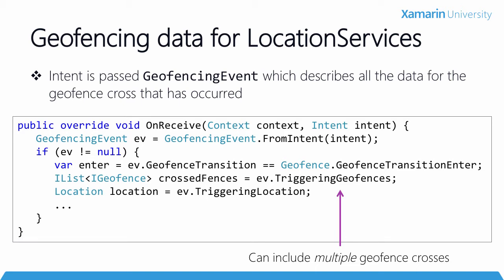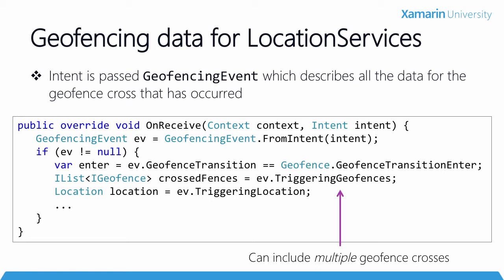The broadcast receiver can obtain data about the geofence crosses by getting the geofence event object, which is stored in the past intent. This is specific to the Google Play implementation, and it contains the transition type, whether we entered or exited, as well as the triggering location and crossed fences. Notice that the crossed fences is actually an array because the event might involve multiple overlapping fences for a given location. You can also grab all of your custom data just as we did before.